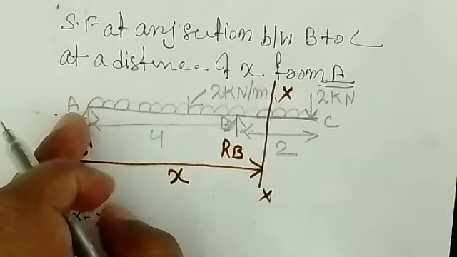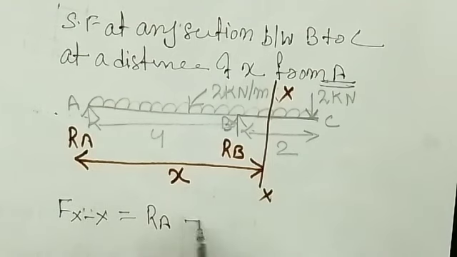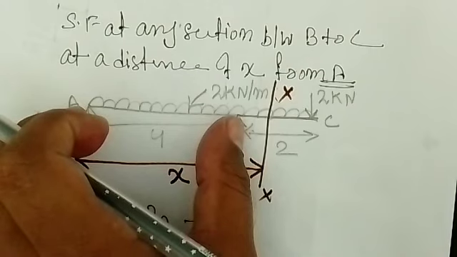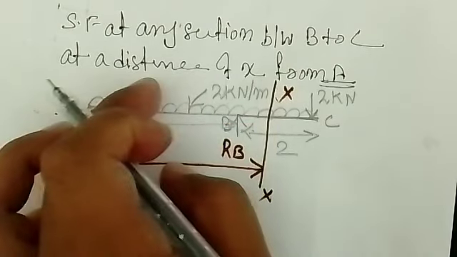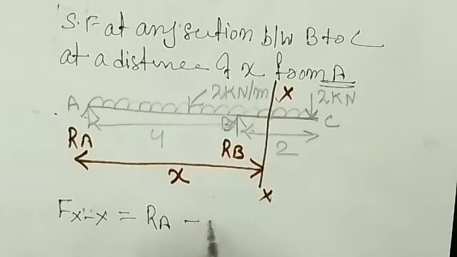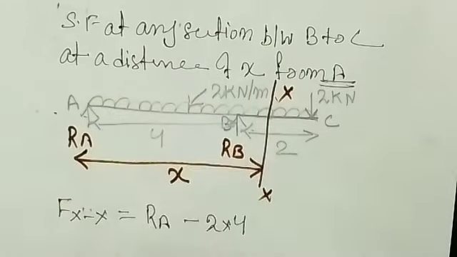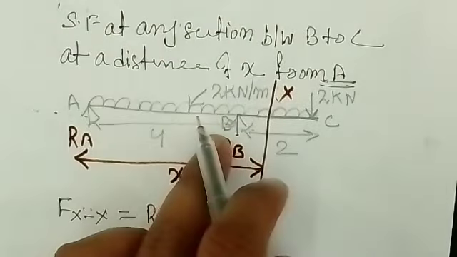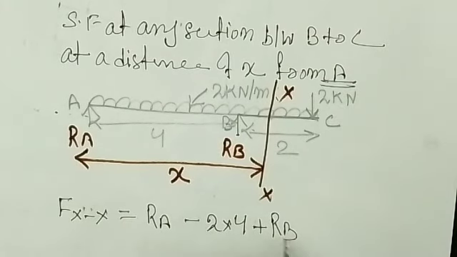Vertically, left side upward is positive, that is RA, right? Minus, up to this section, what is the load? 2 kilonewton per meter, and the distance is 4 meters. So when you multiply, you have to get the point load, 2 into 4, minus 2 into 4. Why minus? Because left side downward, right? Again this is a reaction, vertically up, so left side upward is positive, plus RB, right?